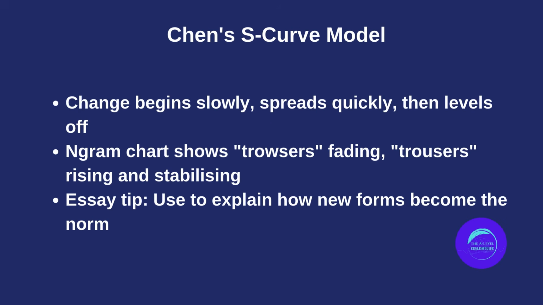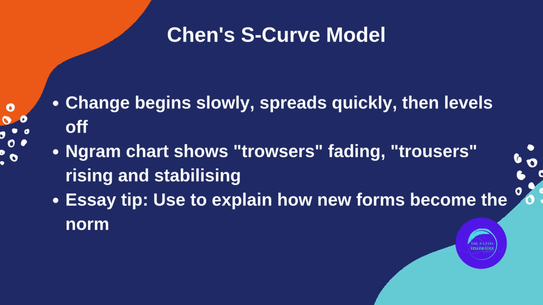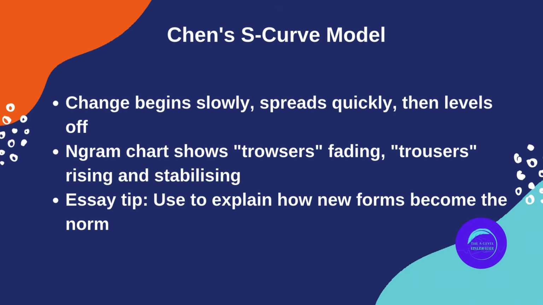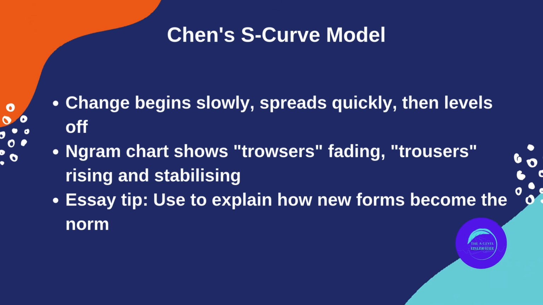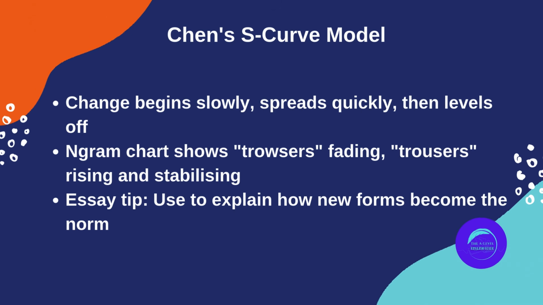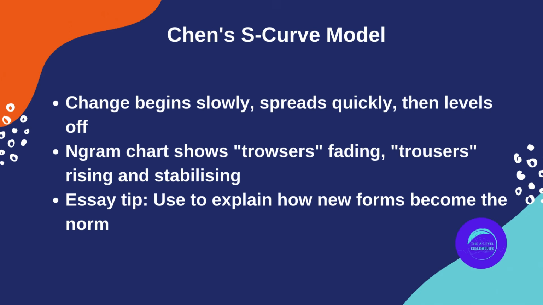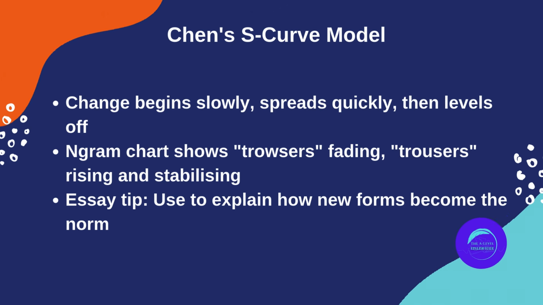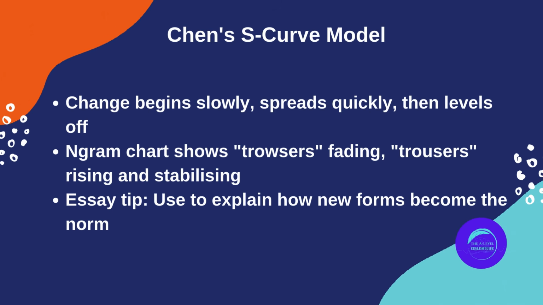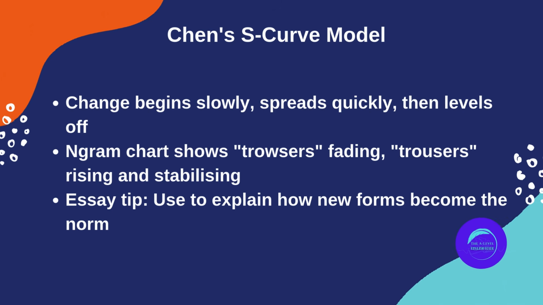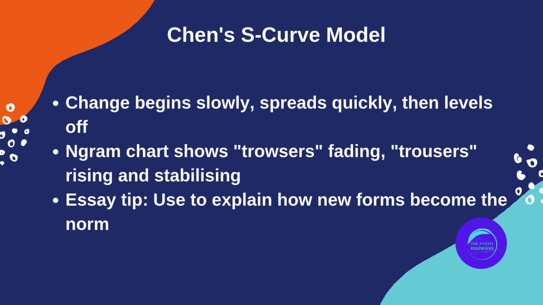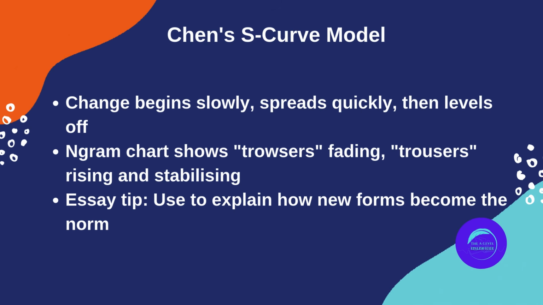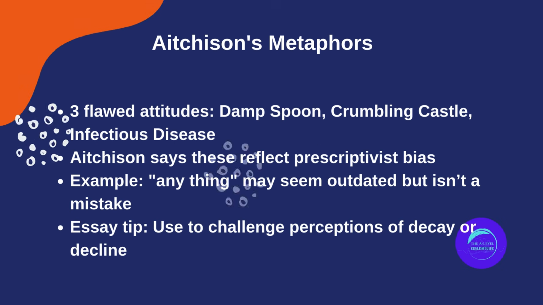Now, Chen's S-curve model. This theory explains how language change spreads. A new word starts slowly, then spreads rapidly, and finally stabilizes once it becomes normal. In the Ngram graph, we see pantaloons decline and trousers rise until it becomes dominant. That's the classic S-curve. The replacement of pantaloons with trousers follows Chen's S-curve, showing slow early adoption, rapid spread, and eventual standardization. Next, Aitchison's metaphors.